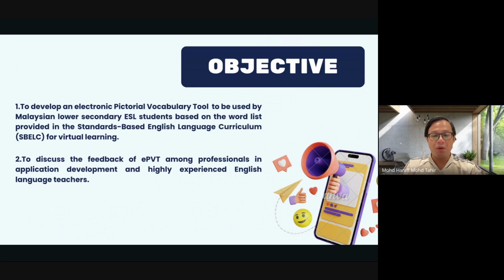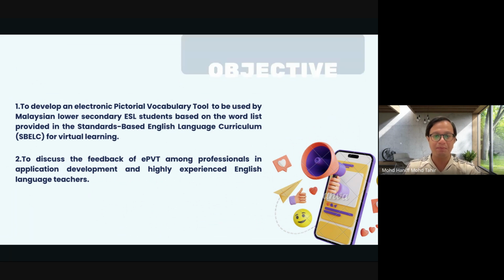Based on the problem and aim, these are the objectives for this innovation. The first objective is to develop an ePVT to be used by Malaysian lower secondary ESL students based on the word list provided in the SBELC for virtual learning. Secondly, to discuss the feedback on ePVT use among professionals in application development and also highly experienced English language teachers.